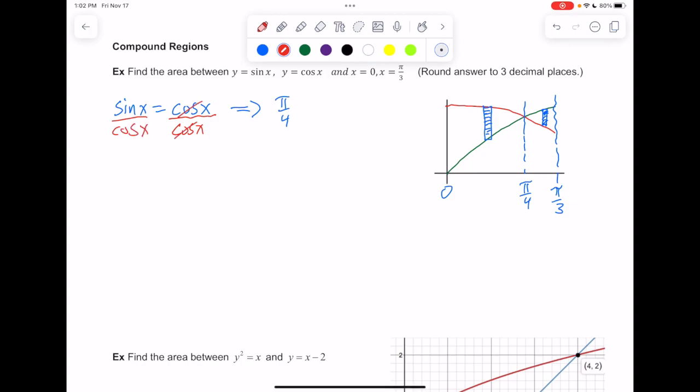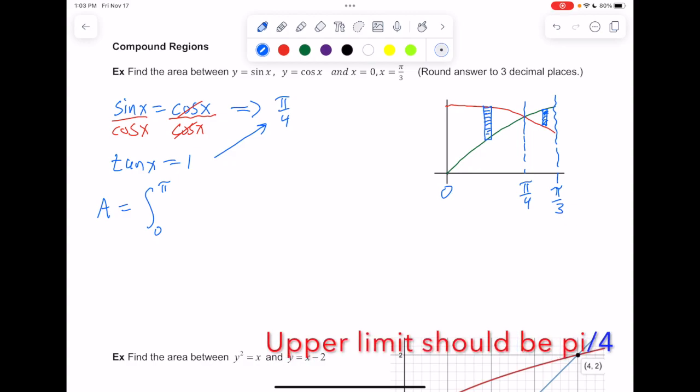These would cancel and give you a 1, and you'd get tan x equals 1, and you could solve that, and that'll still give you the pi over 4 solution. All right, so let's set up the area now. So we're going to do two integrals. The first one is going to be from 0 to pi over 4. And then remember, we wanted to do top minus bottom.